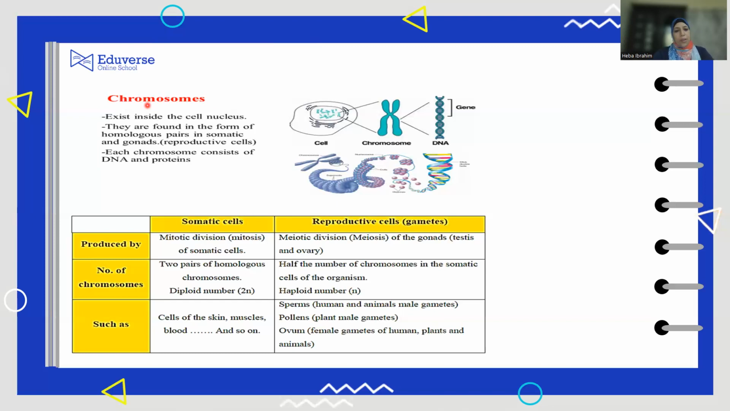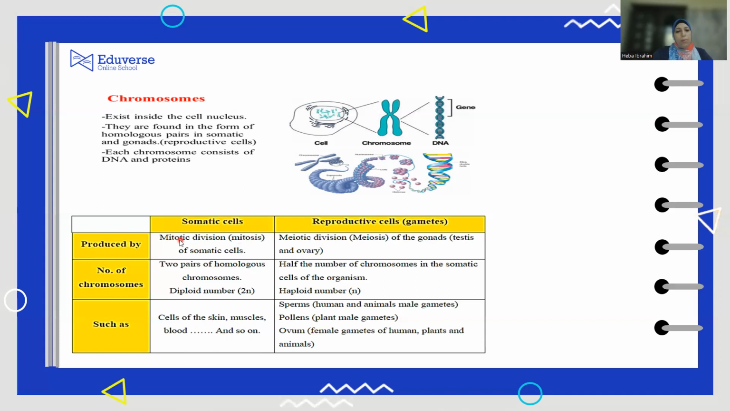As we know from our previous studies, there are two types of cells: somatic cells and reproductive cells, or gametes. What is the difference between them? Somatic cells are all the body cells, the cells of our whole body except the cells of reproductive organs, or gonads. The cells of reproductive organs are called reproductive cells or gametes. Somatic cells include skin, muscles, blood, and nerve cells.